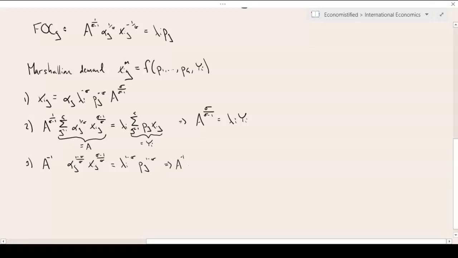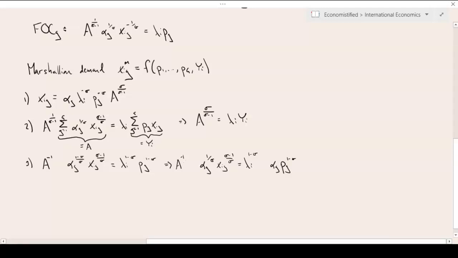A to the minus 1. And again, I'm going to leave a little space. If I multiply this by alpha g, I just get alpha g to the power of 1 over sigma, xig, and 1 minus sigma. Again, I'm going to leave a little space. I get alpha g here because I multiply both sides by alpha g, and then pg to the power of 1 minus sigma. And now again, I can sum over all the g's.